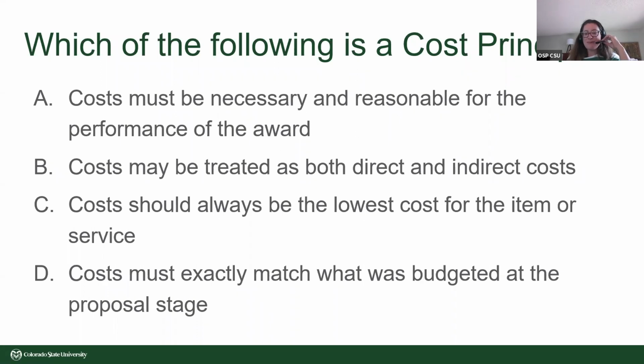So the very first one we're going to start with, because this is what we are going to be focused on a lot today, are cost principles. Which of the following is a cost principle? A, cost must be necessary and reasonable. B, cost must be treated as both direct and indirect. C, cost should always be the lowest cost. Or D, cost must exactly match what was budgeted. So go ahead and just jot down. Again, you don't have to provide anything in the chat.